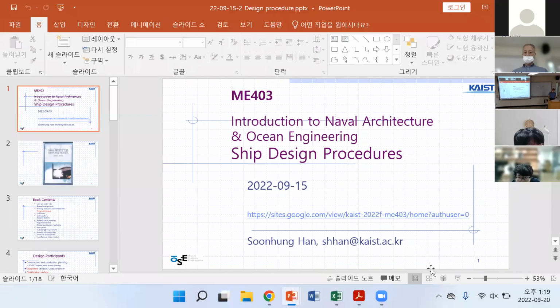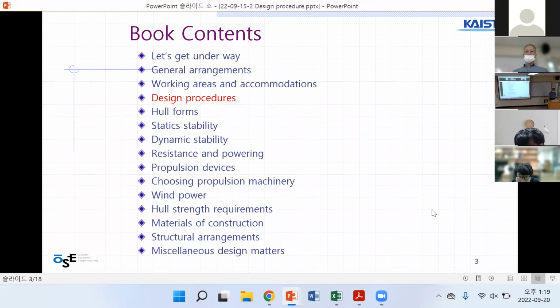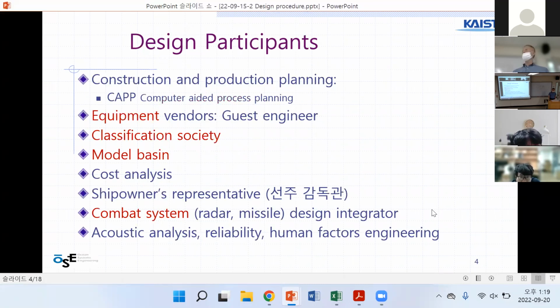But this one is not long. Quickly, I'm coming back to the design procedure. So participant, who is doing the designing? Construction and production. Similar things, construction and production.